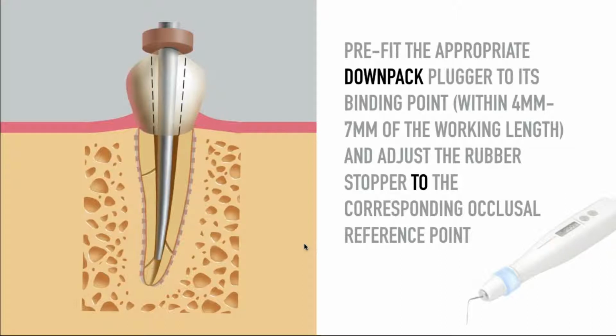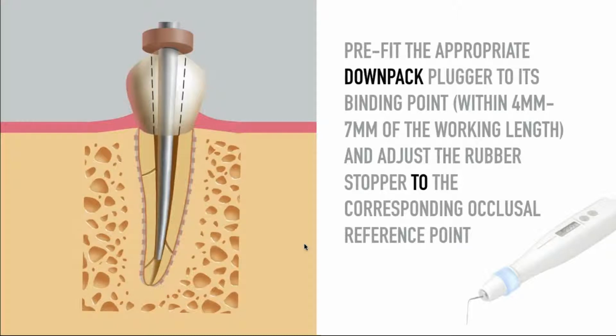Now, how far do I want that plugger to be? Well, I want it to be within 4 millimeters to 7 millimeters of my working length. Gutta percha is a poor conductor of heat. It's a great insulator, but it's a poor conductor of heat. It'll only thermo-soften anywhere between 4 and 7 millimeters from the tip of my heated plugger. So that's why I want to be within that parameter.